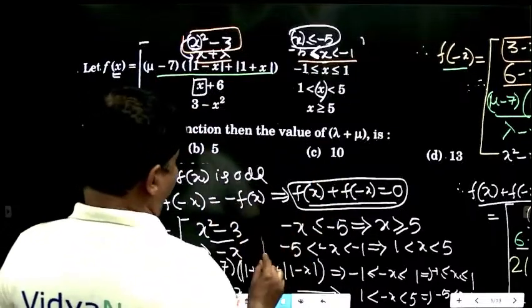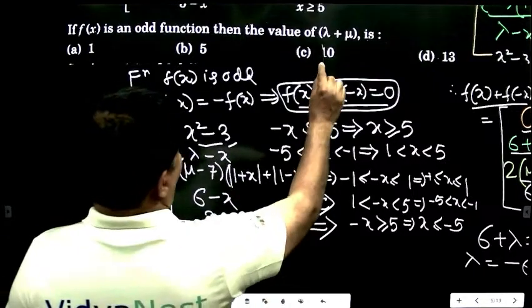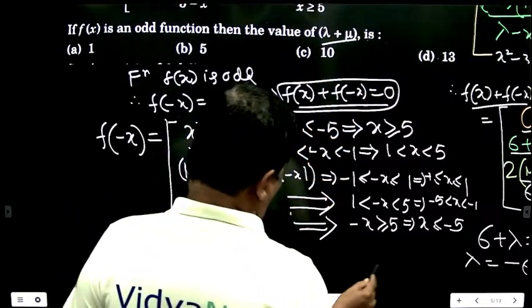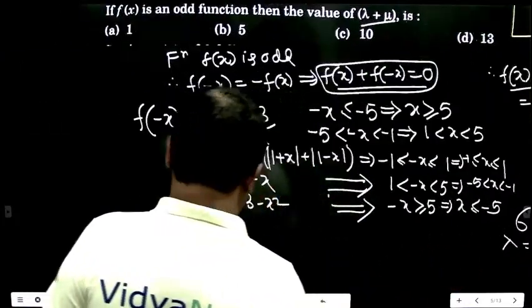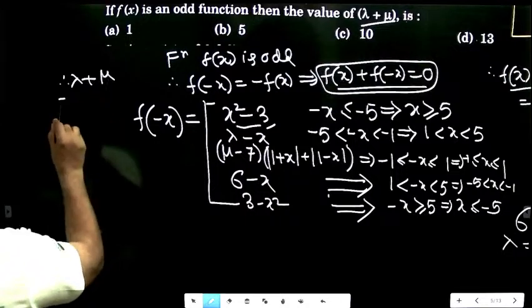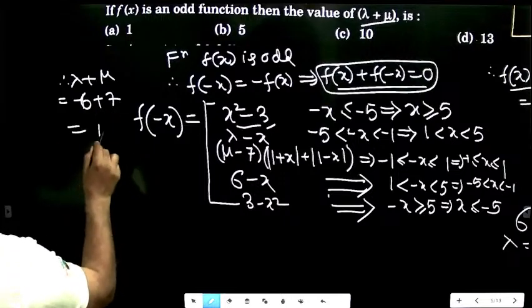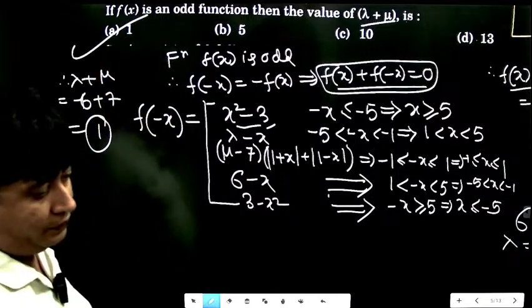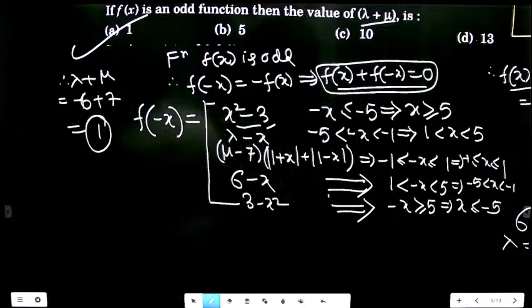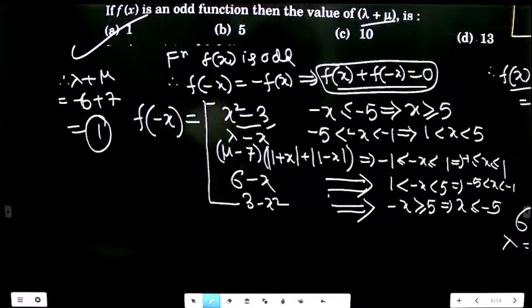What we are told to find? We are told to find lambda plus mu. Lambda we have got minus 6, mu is 7. Therefore, lambda plus mu is minus 6 plus 7, that is 1. Option A correct. See how good the sum is, how gobsmacking the sum is. Understand? कितना अच्छा sum है देखो.